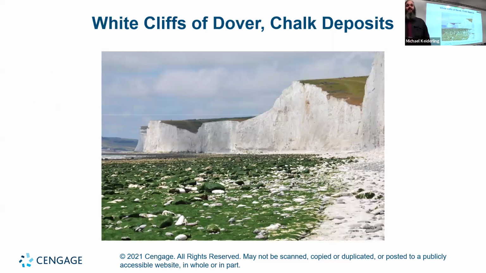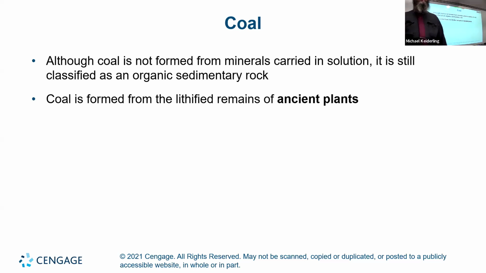So here is an example of that with the White Cliffs of Dover, which are chalk deposits made of tiny dead things. And coal is not formed from minerals carried in solution. It's still classified as an organic sedimentary rock. It's formed from the lithified remains of ancient plants. So coal is one of those things, it's not technically made of a mineral, but we consider it a rock.